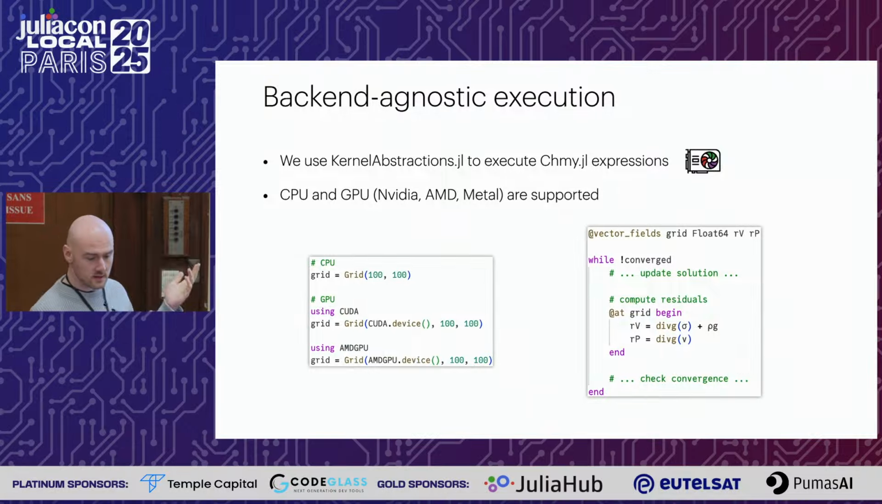So finally, once you write your equations, you want to execute them, and we rely on the wonderful KernelAbstractions.jl package to execute these lazy objects in the end on CPUs and GPUs. So we support whatever KernelAbstractions supports, and it's fairly easy to just switch the backend, and then when you allocate some memory, you can just store the results.